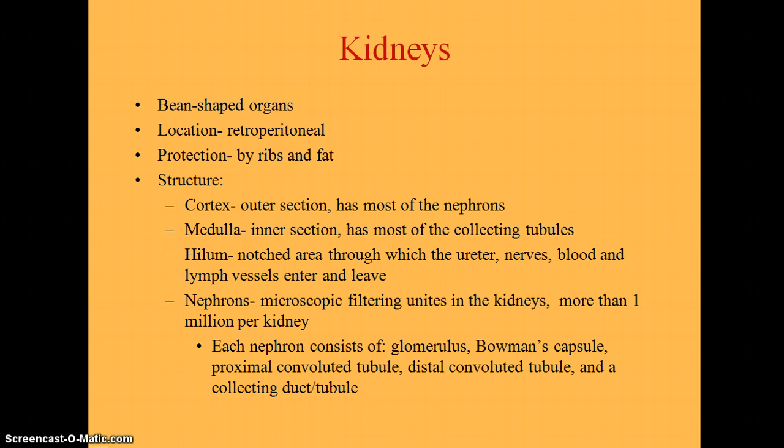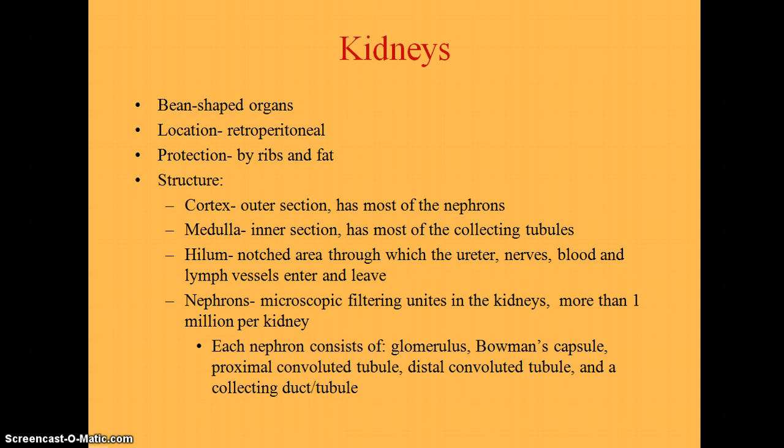And you can see both of them on the kidney that they've cut apart on what is the picture's left side, but on your right. So remember, it's in anatomical position. So if you look at the left kidney, that's the one that's cut open. And what you see there is the cortex, and the renal cortex or the kidney cortex has most of the nephrons. And we'll talk about nephrons in just a minute. And then the renal medulla is the inner section, and it has most of the collecting tubules. And then there's a notched area that the ureter, the nerves, the blood vessels, and the lymph vessels enter and leave. That's called the hilum.